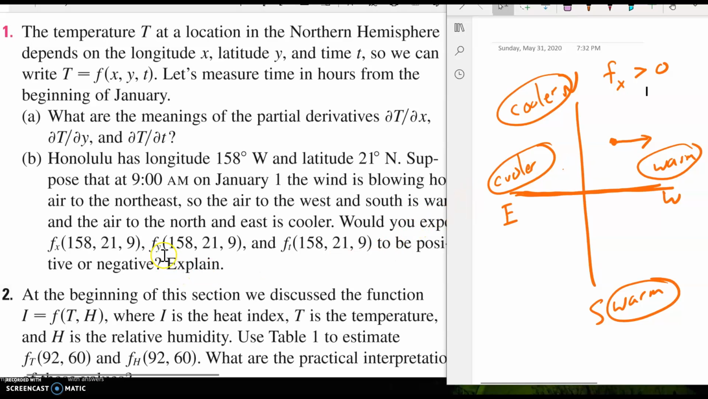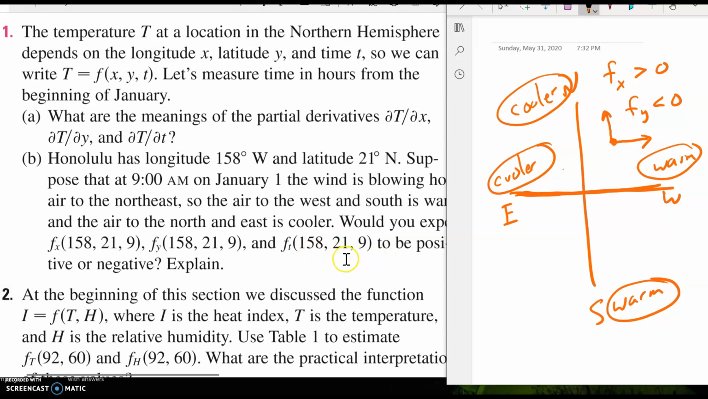Okay, Fy. What's happening to Fy? So at this point, when you move in the positive y direction, you're going from warm to cold. So Fy is less than 0. And then the third part, here we have to think about the wind. So Ft at this point in time, would that be positive or negative?